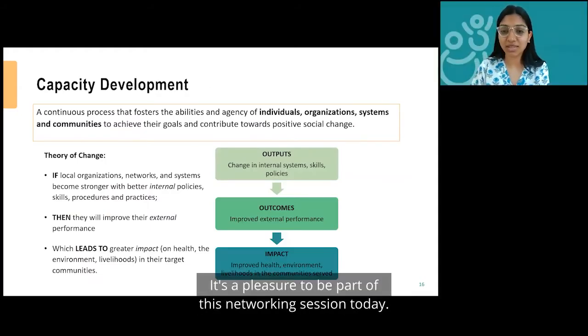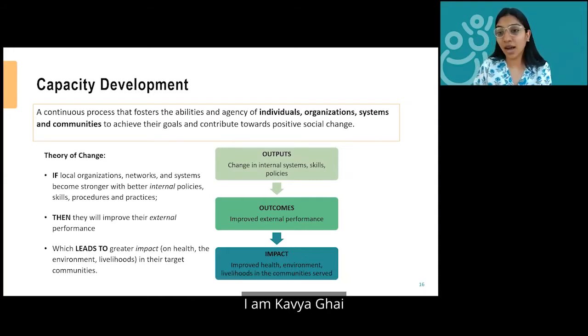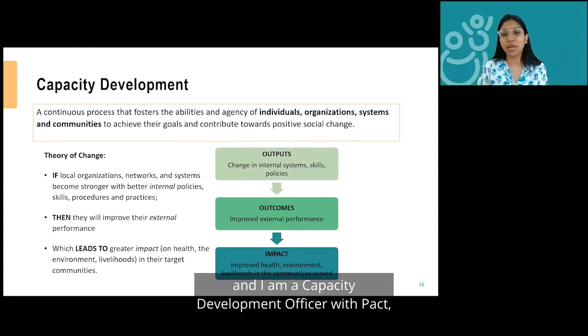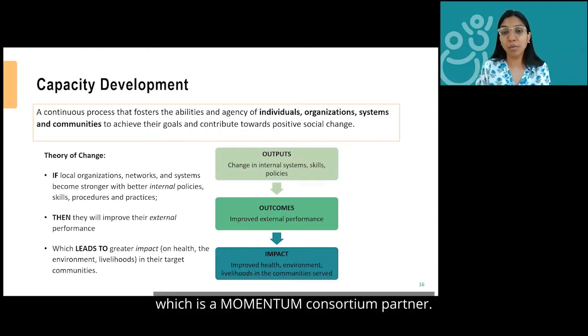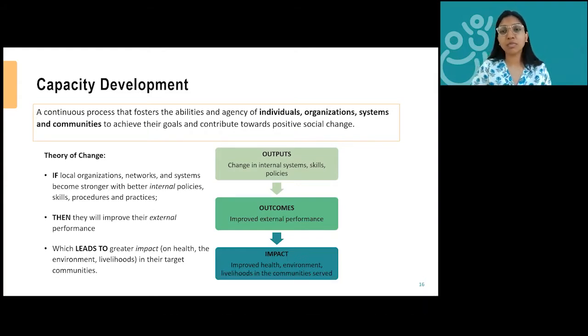And hi, everyone. It's a pleasure to be part of this networking session today. I am Kavya Ghai, and I am a Capacity Development Officer with PACT, which is a Momentum Consortium partner.